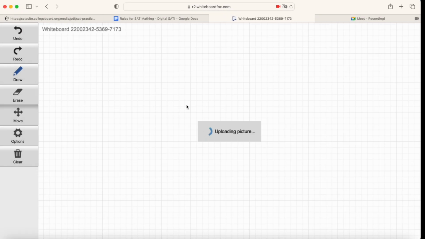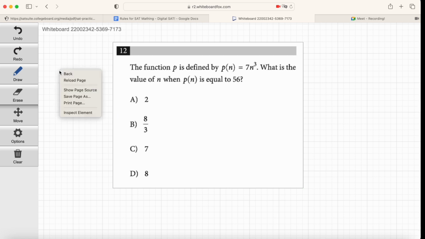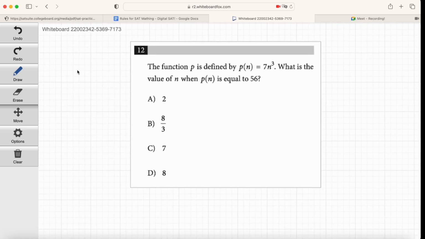Look at question number 12. Go and read 12 for us, please, Tanner. The function p is defined by p of n equals 7n to the third power. What is the value of n when p of n is equal to 56? What are we solving for, Tanner? The value of n. Yes, when p of n is equal to 56. Do you understand what that question is asking us, or maybe not so much?